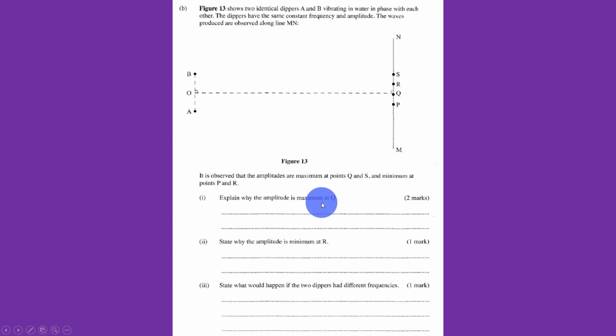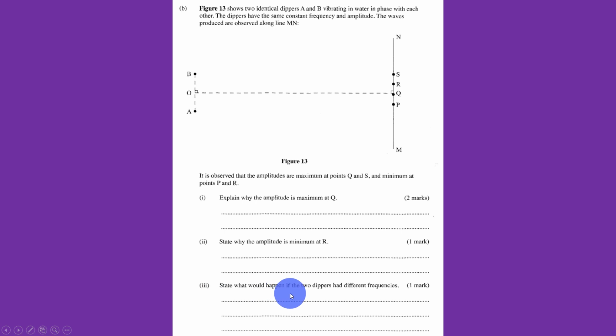Explain why the amplitude is maximum at point Q. It's because constructive interference is taking place. State why the amplitude is minimum at point R. It's of course because the waves are out of phase and destructive interference is taking place.